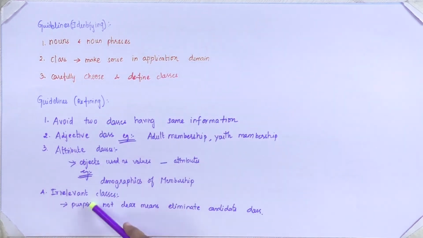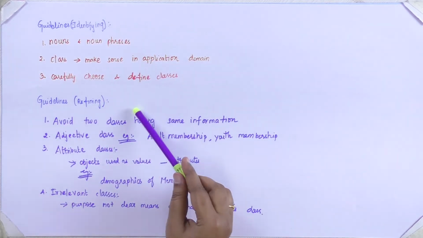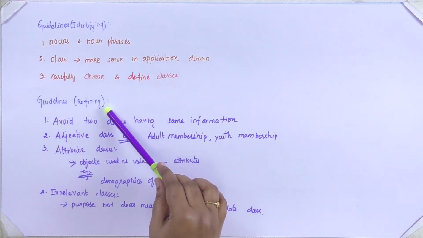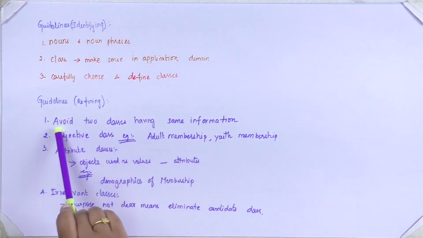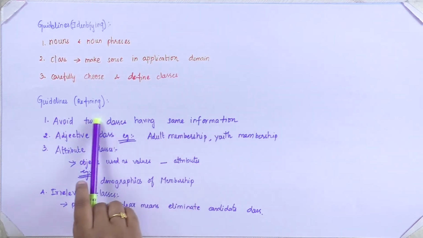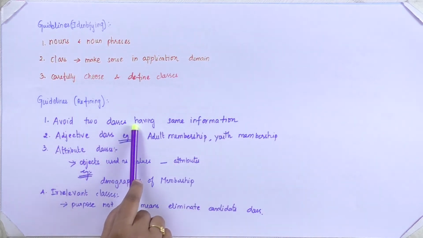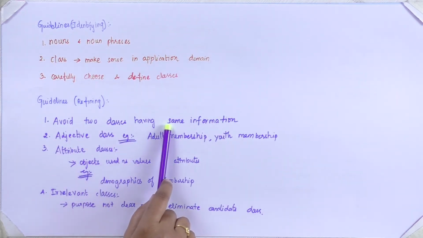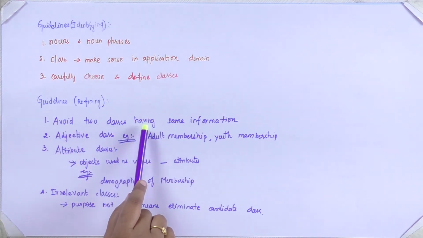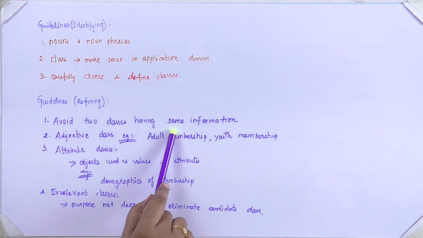Then you have 4 guidelines for refining the classes you have identified using these 3 steps. After identifying the classes, first you have to see whether any 2 classes have the same information. If any two classes have the same information, you have to eliminate one of the classes. If more than one word is being used to describe the same idea, select the one that is most meaningful in the context of the system.